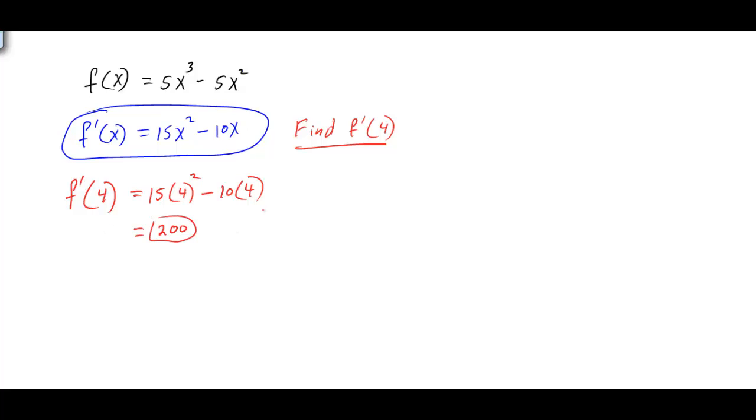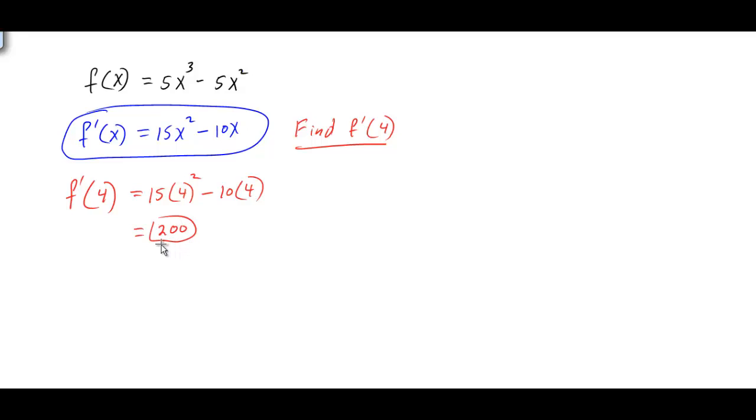So what does that tell us? Well, once again, if we go back to our function, f of x equals 5x cubed minus 5x squared, this is the graph of our formula for our function. We take the derivative, and keep in mind, what does the derivative tell us? That gives us the slope. So this is kind of the slope formula for this function f of x. And now, by plugging 4 in to the derivative, we found the slope of this function when x is 4. So here we found the slope of the function at 4 is going to be 200.